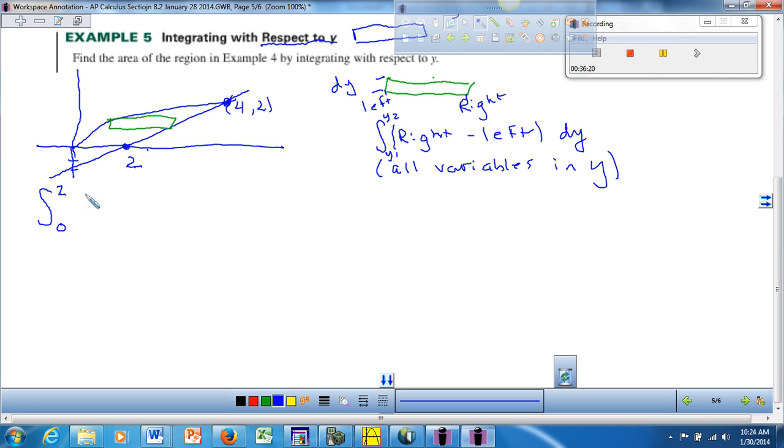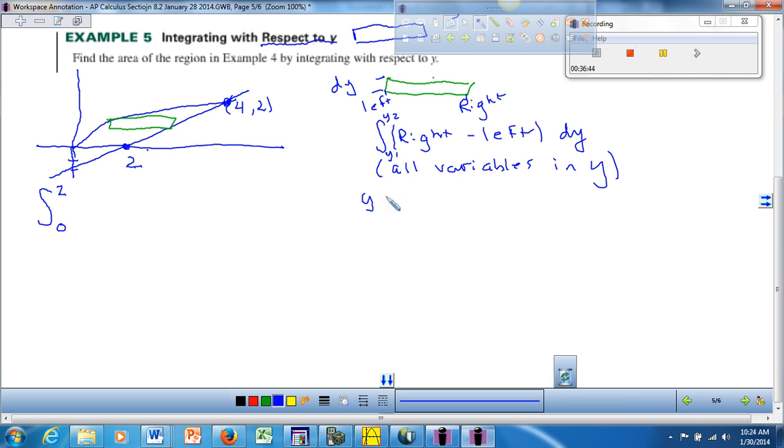Now, can anyone tell me why this way might be better than the way we did first, Maddie? One integral. So this is why you want to look at the problem and say, should I do it with vertical rectangles or horizontal? Which one makes it easier and a pure integral to solve it?